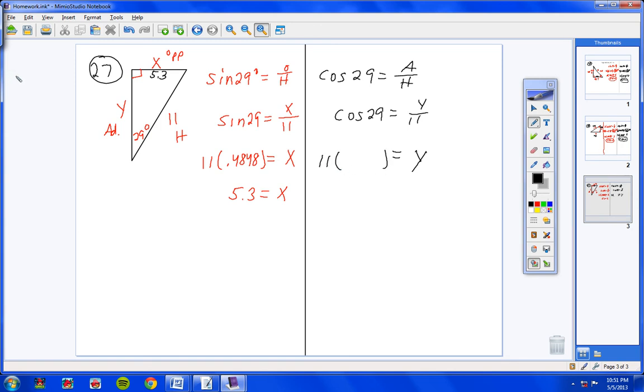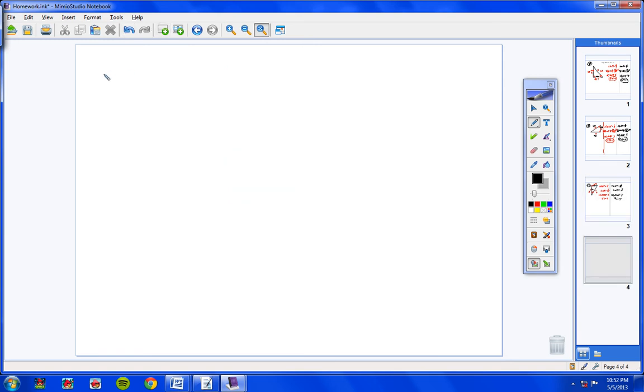And the cosine of 29 would be 0.8746. And then multiply those two together, and you will come up with 9.6. So y would be 9.6. So we come over here to y, and this side right here is 9.6. Let's take a look at number 28.